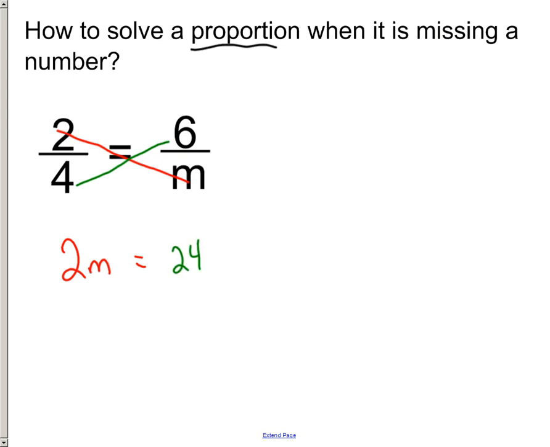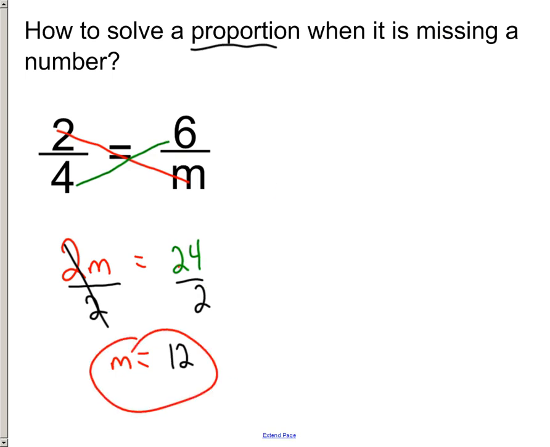And now here's what we're going to do. Whatever number is sitting in front of the letter, that's what we're going to divide by on both sides. 2 divided by 2 makes it go away, and the m's sitting there. And what's 24 divided by 2? 12. So we've solved for m. Plug it in and see if it makes a proportion.